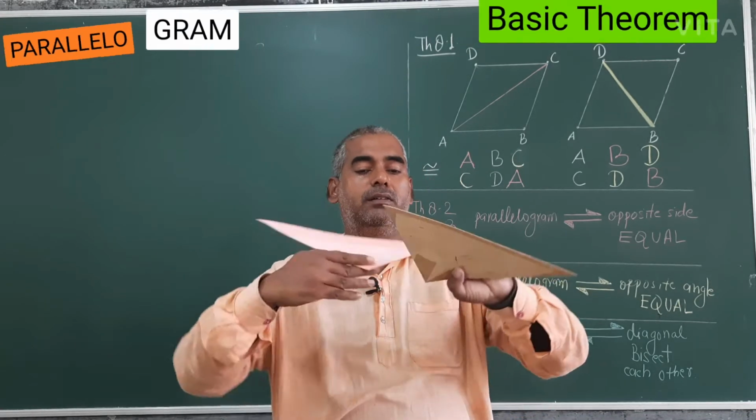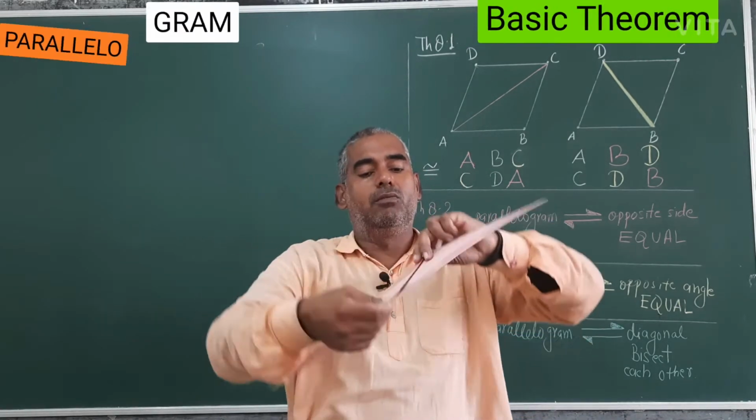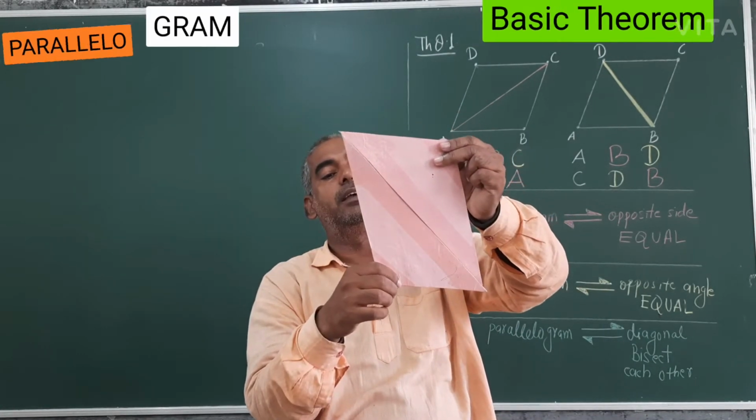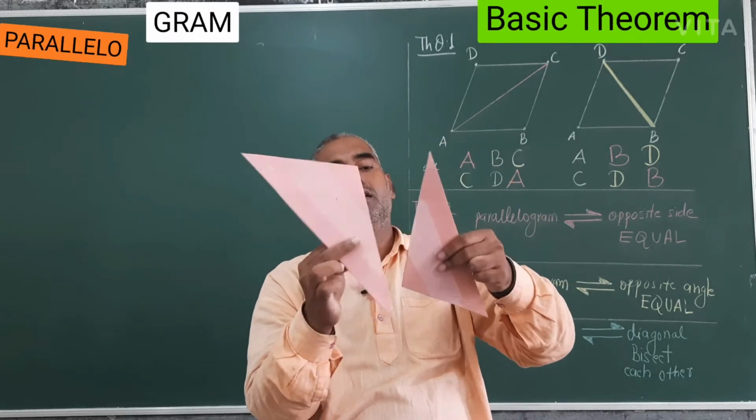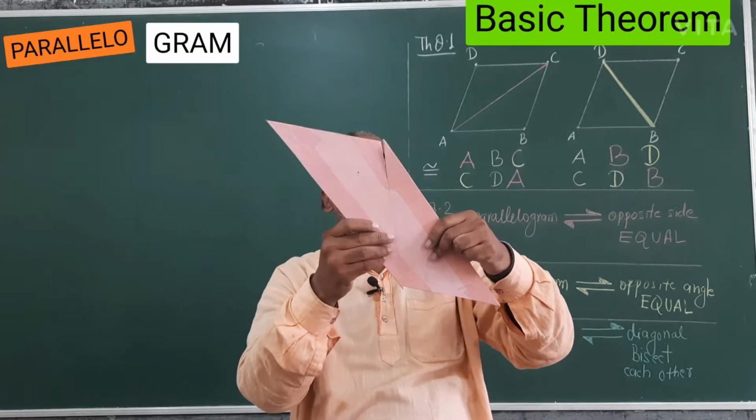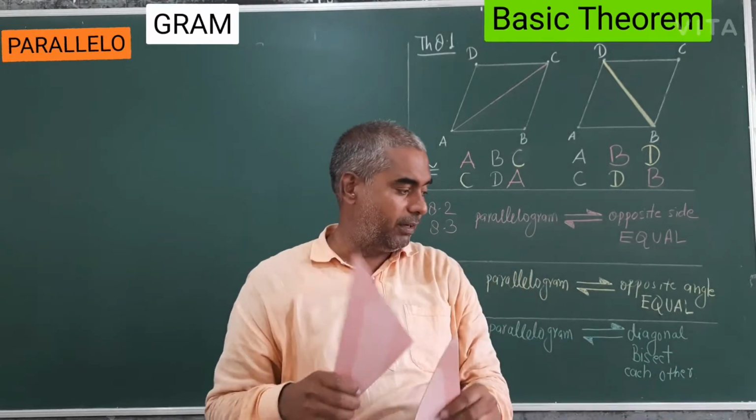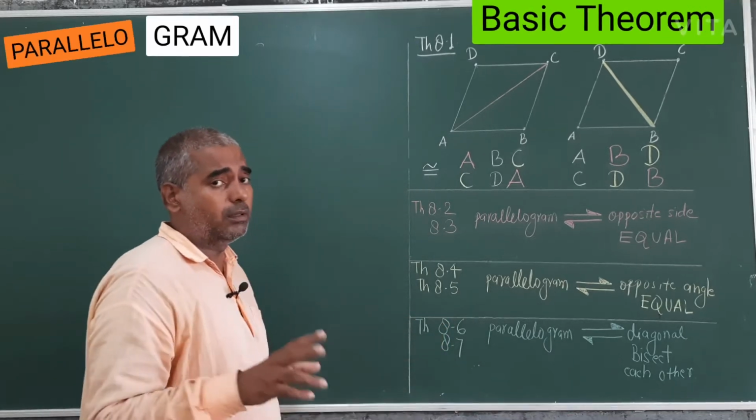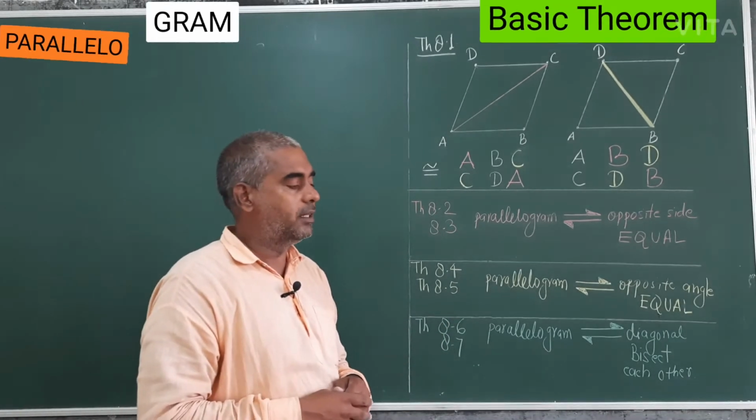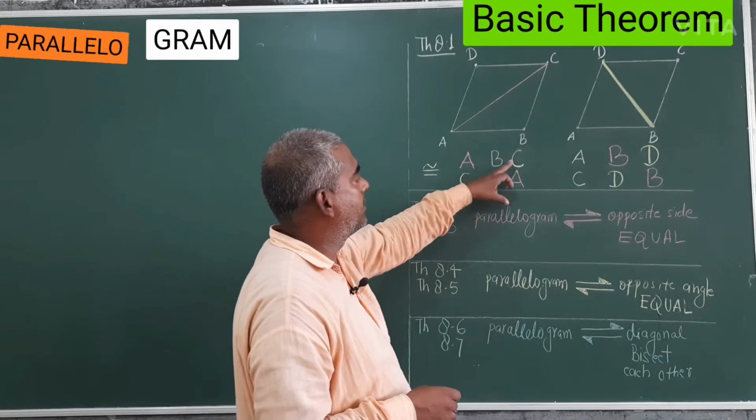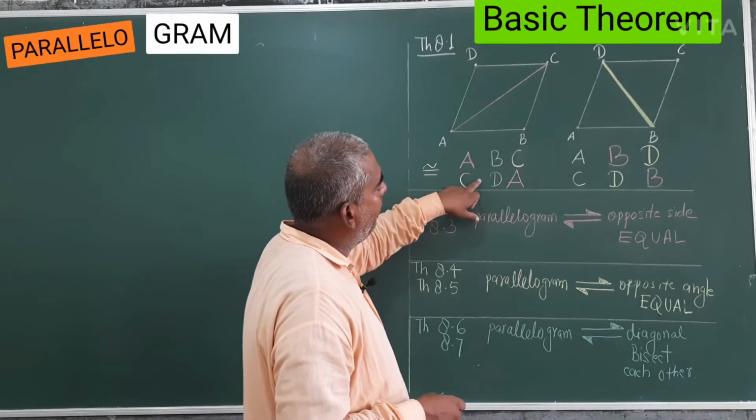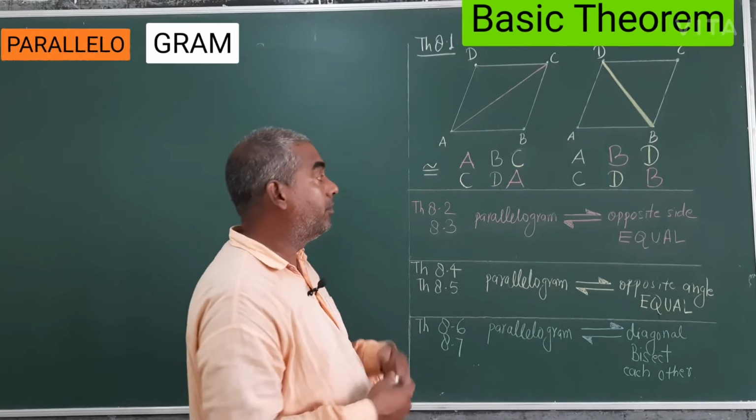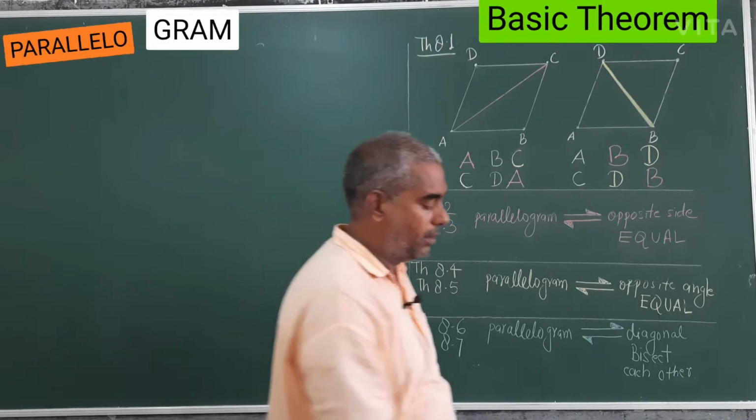So three parallelograms you can form. One with this common diagonal, one with this, and the third one with this. So three types of parallelogram you can make. I have shown you two different sets of congruent triangles. The concept is that two congruent triangles will form a parallelogram, any type of triangle may be there.